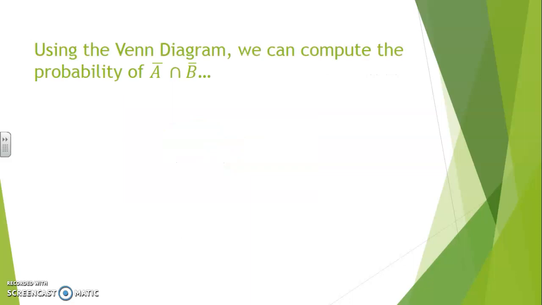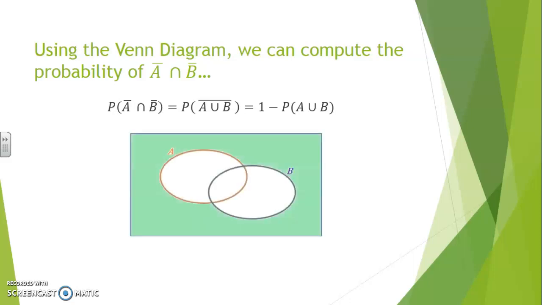Again, using the diagram, we can compute the probability of this intersection. Perhaps the better way is to use what we observed, which is that this event is also the complement of A union B, and then we can use previous relationships, in this case 1 minus P of A union B. So in the graph we can see that everything that happens outside of A and B we can find by excluding from 100%, or excluding from 1.